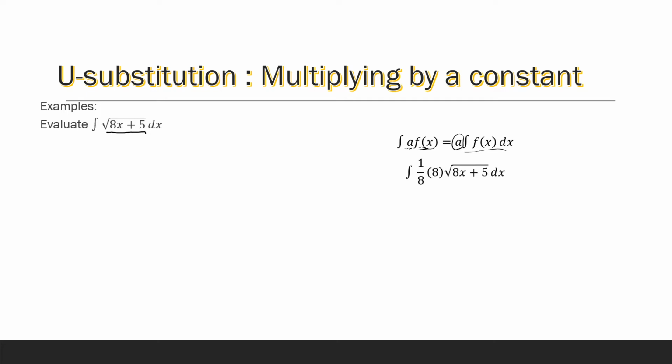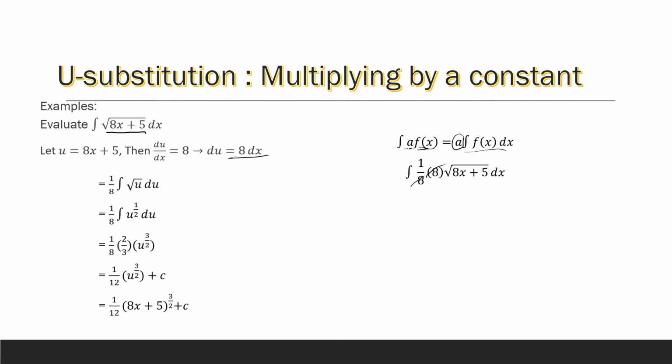So we will get 1 over 8 times 8. If we cancel it out, we do not change the real meaning of the function and the question. So u equals 8x plus 5, and then du/dx equals 8. So we bring the dx to here, and then we substitute the u.